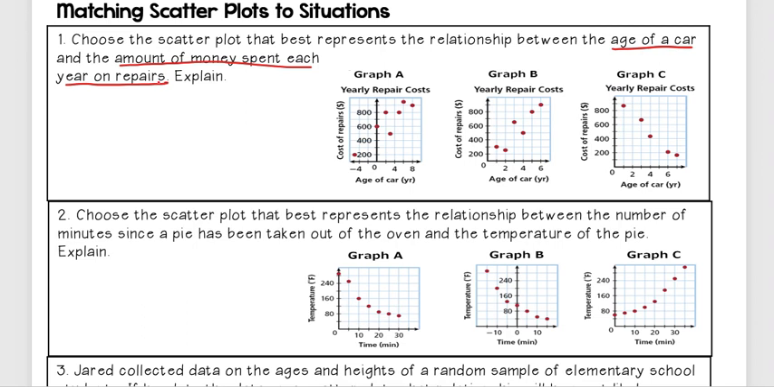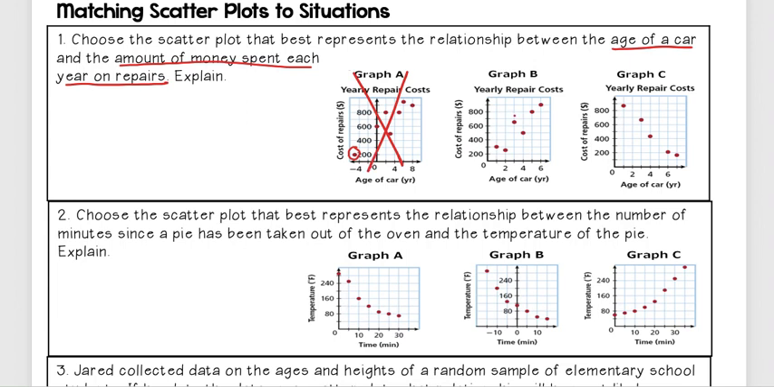And I'm going to explain. So I'm given three scatter plots here, graph A, B, and C. And I want to figure out what I think the relationship is between the age of a car and the amount of money spent each year on repairs. First off, I can immediately mark off one of these, and that is this first one. Because I see on my age of the car down here below, there's a data point where my car is negative 4 years old. I can't have a car negative years old, so I immediately know it can't be graph A.